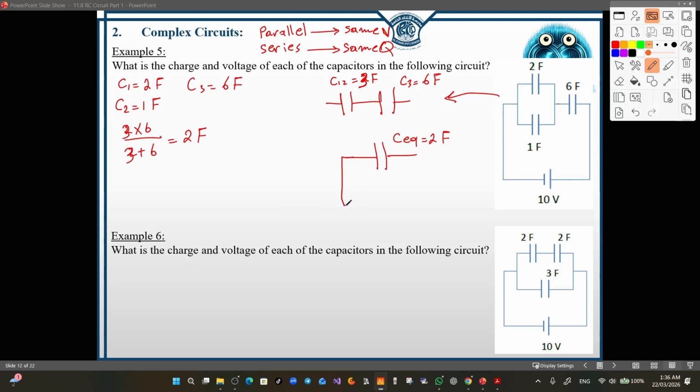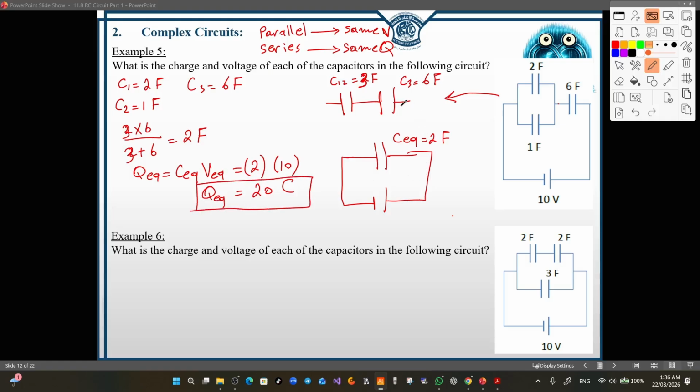Now this C equivalent is directly connected to the battery in parallel, which means the potential difference across the C equivalent is equal to 10 volt. Since we have the voltage and the capacitance, we can write that the Q for the C equivalent equals the C equivalent multiplied by the voltage across the C equivalent. Now the capacitance is 2 and the V equivalent is 10. So the charge stored in this capacitor is 20 coulombs.